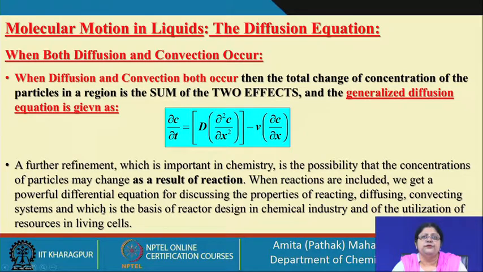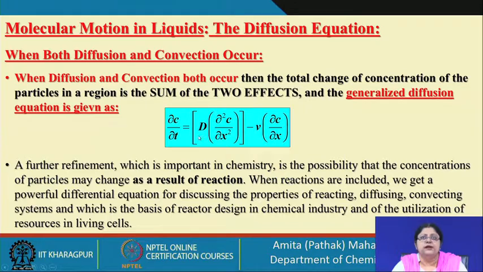So, the change in concentration with time, that means the rate of change of concentration, is going to be the contribution because of the diffusion, which is the second derivative of concentration with position into the diffusion coefficient, minus the velocity of the particles into the change in concentration with position along any of the x, y or z axis.